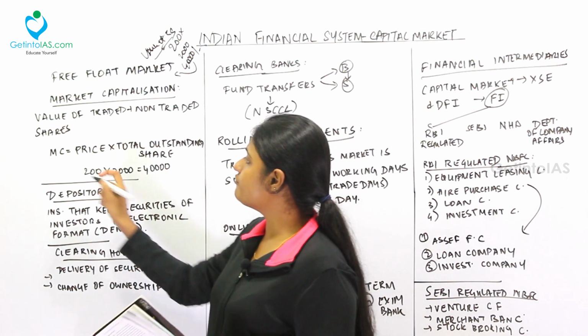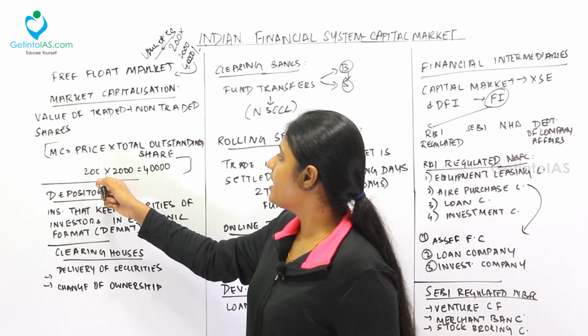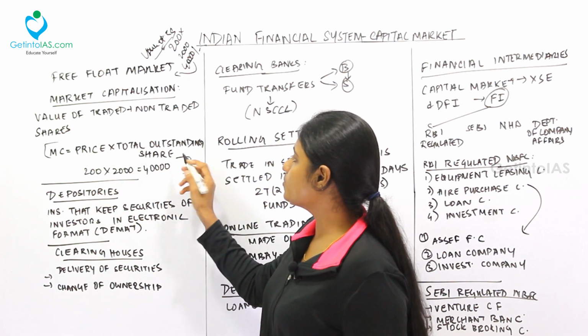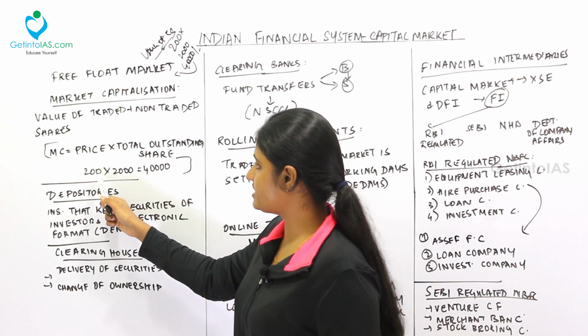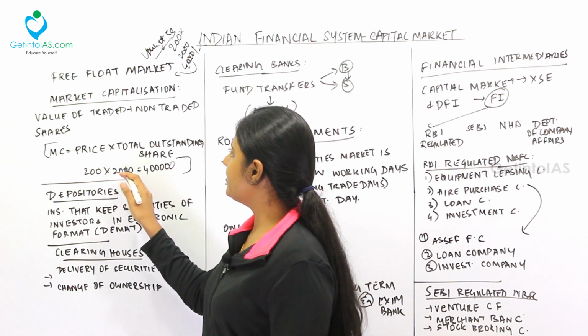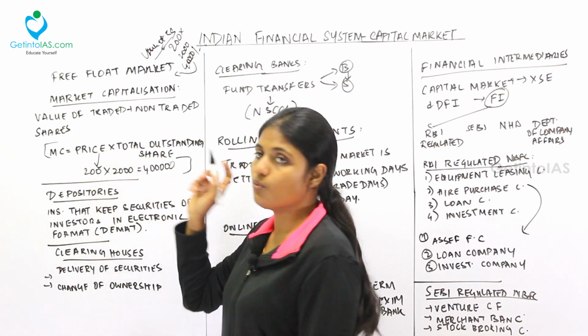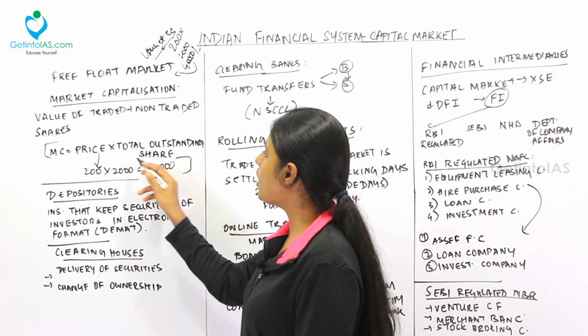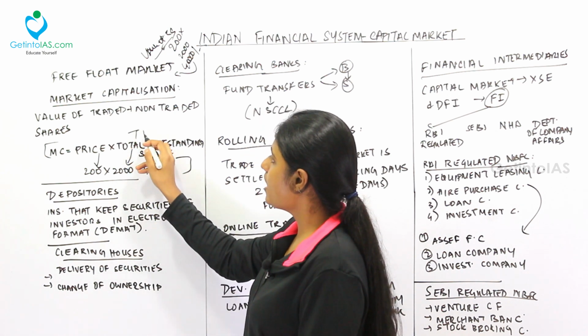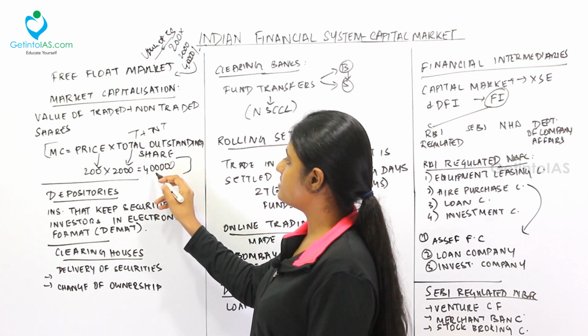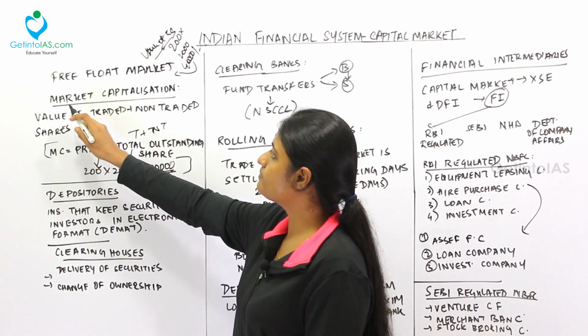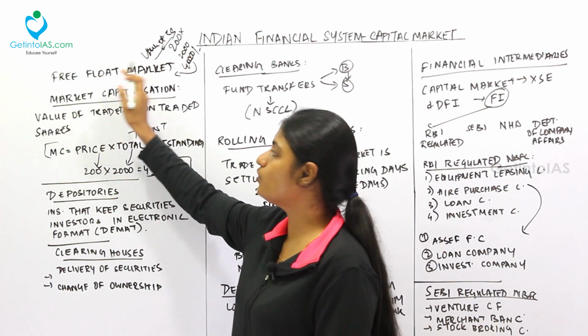Now coming to the formula for market capitalization, it is price into total outstanding shares. For example, in the same way, take 200 into 2000, the price of one share into total outstanding shares, that is traded plus non-traded shares, which is equal to 4 lakh. This is called the market capitalization of free float market.